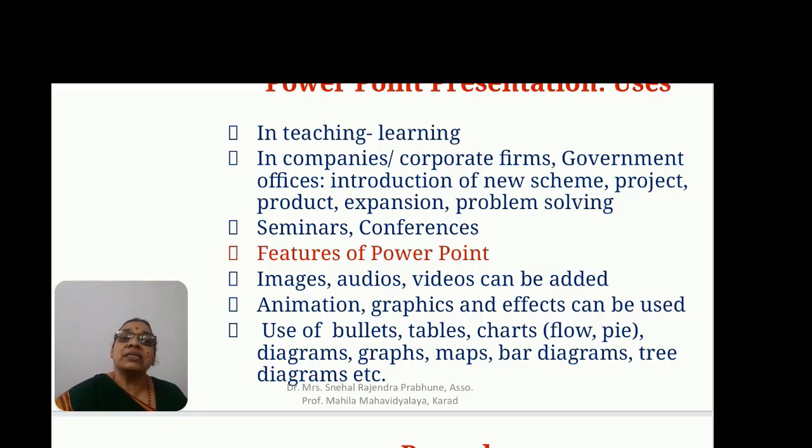also. It is an important tool in seminars and conferences and is used by the speakers, the honorable resource persons to present their ideas, to present their views, to present their topic. What are the features of a PowerPoint presentation?